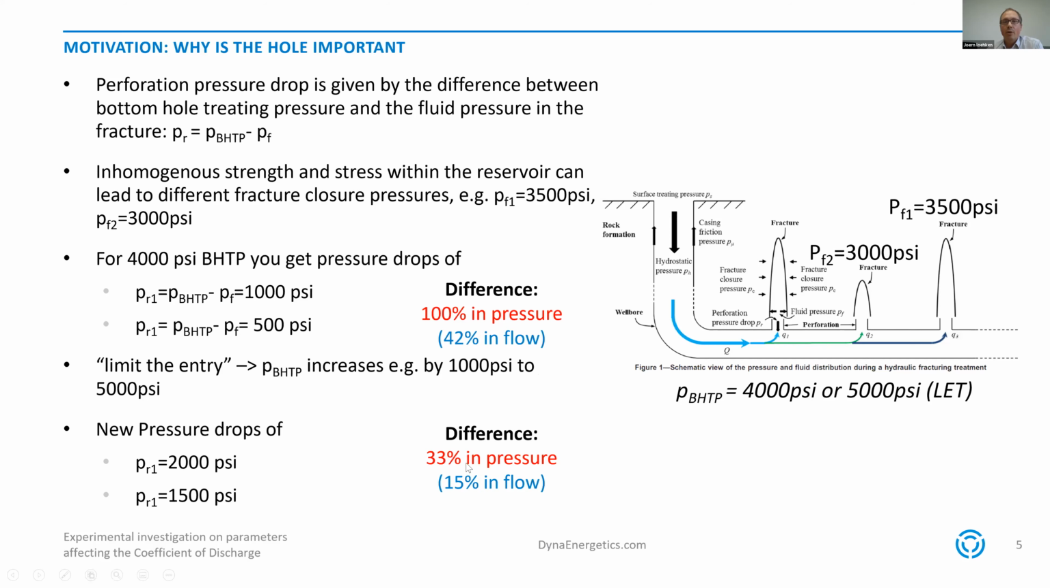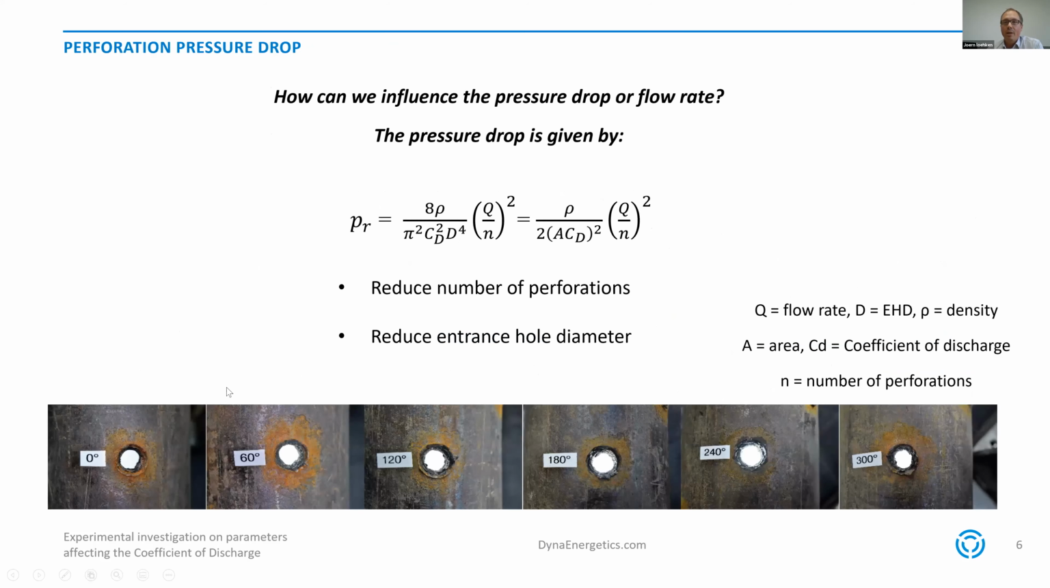The question is now how you can achieve this increase in pressure. And like I said, you limit the entry. To understand that, I've given here the equation which is used to calculate the pressure drop. The pressure drop over the perforation is mainly depending on the flow rate. It goes with the square of the flow rate. So the higher the flow rate, the higher your pressure drop.